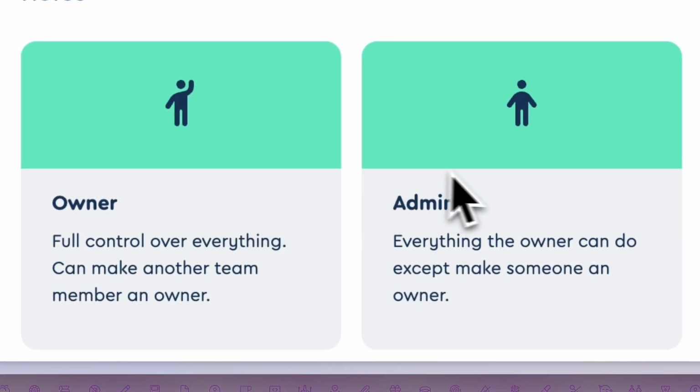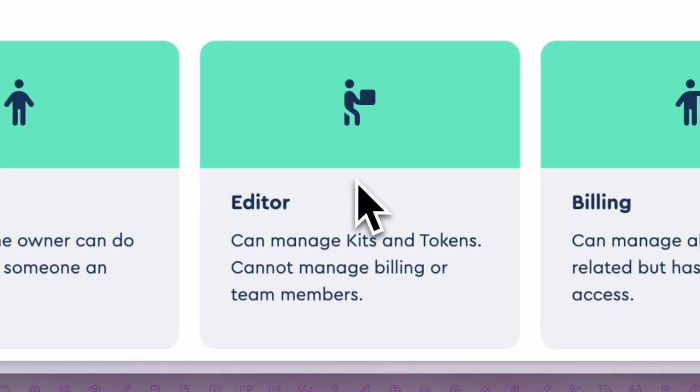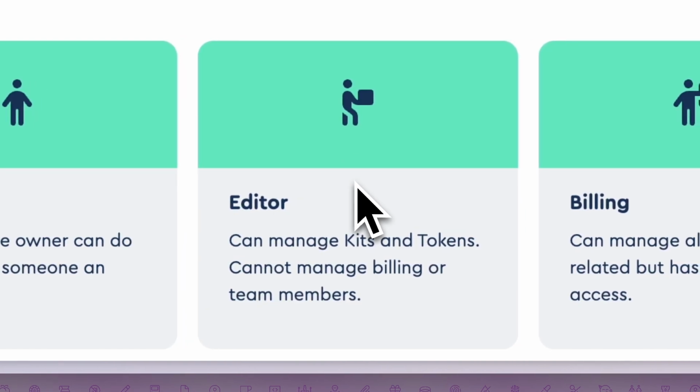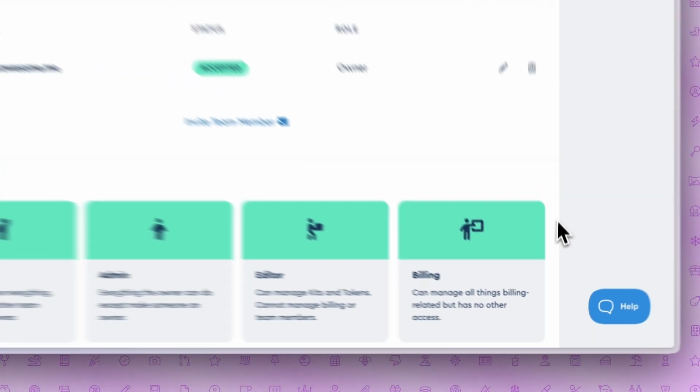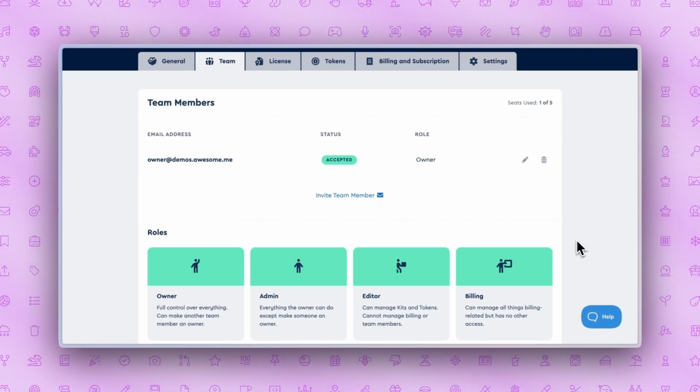Owners and admins have full control over your team account. Editors have access to icons, kits, and tokens, but can't make account changes. Billing is reserved for team members who only have access to your account's subscription details. All roles except for billing require a seat on your Font Awesome license.